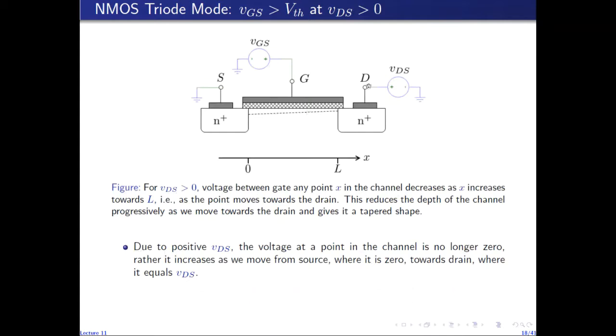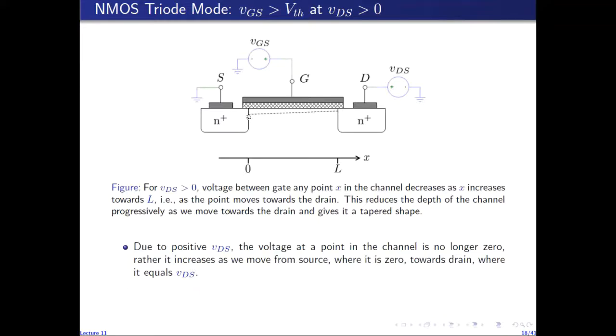So previously, when there was no drain to source voltage, we assumed that the voltage at any point in the channel with respect to the source was zero. But now that we have voltage at the drain with respect to the source, the voltage at this end with respect to this end is VDS, and the voltage at this end with respect to source is zero because this is the same end as the source. So we can readily see that the voltage at any point in the channel is no longer zero. The voltage at the source is zero, the voltage at the drain is VDS, and the voltage at any point in the channel is some value which is non-zero.